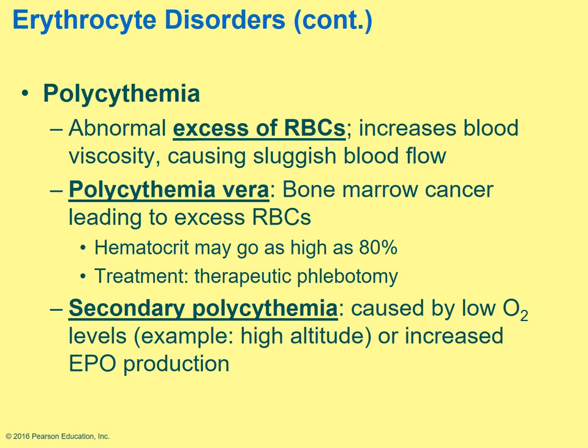Another reason can be low oxygen levels. Remember, low oxygen levels are a stimulus to increase EPO production, which increases the red blood cells. Why would you have low oxygen levels? One example is if you're living at a higher altitude. The higher up you go, the less oxygen there is. Some people will use this as training for various athletic sports.